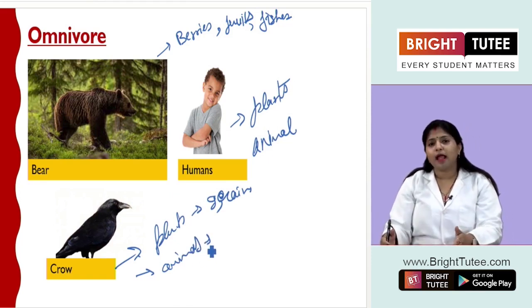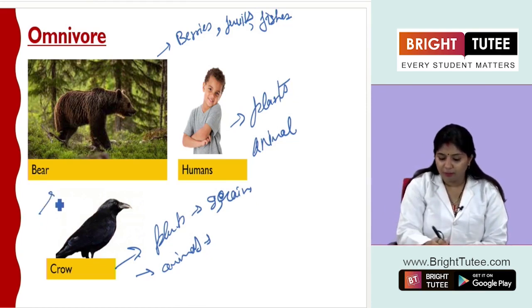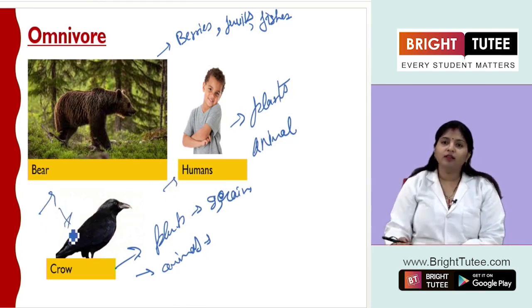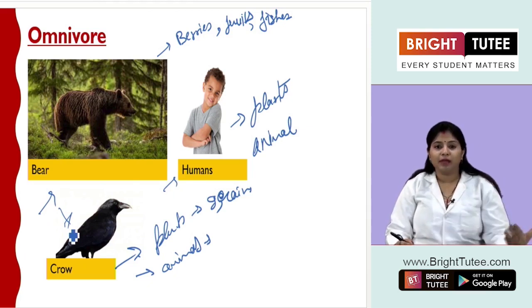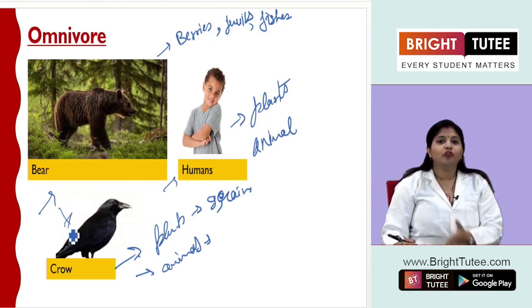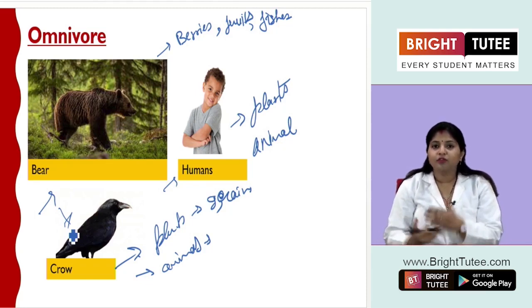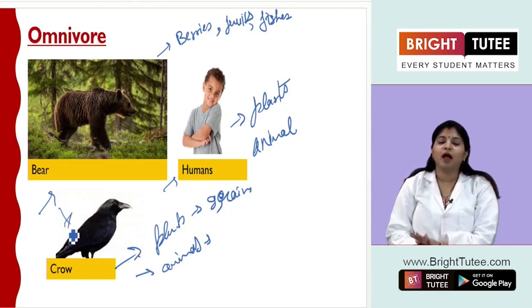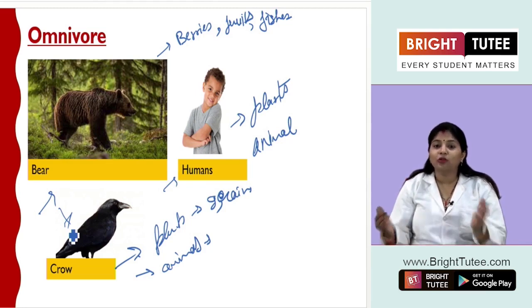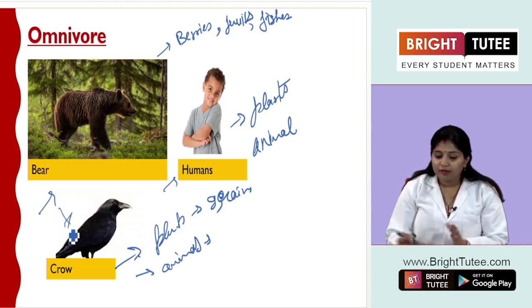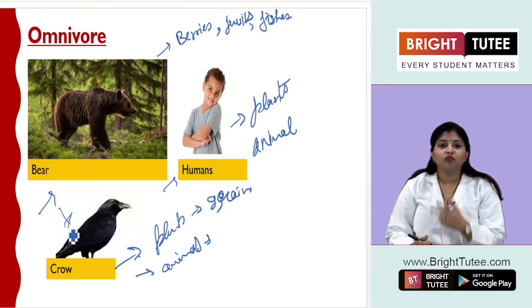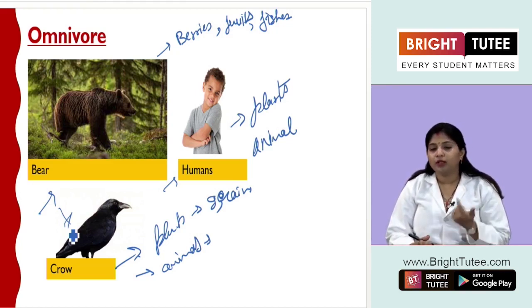So all these animals, your bear, your human, your crow, will eat all kinds of food, whether it is plant based or animal product, right? So these are known as omnivores. These are the animals which will eat both animal as well as plant product. They don't have any kind of exclusivity about them, right? So this is the way we divide these animals into three major parts. One is the herbivore, the other is the carnivore, and the third is your omnivore.